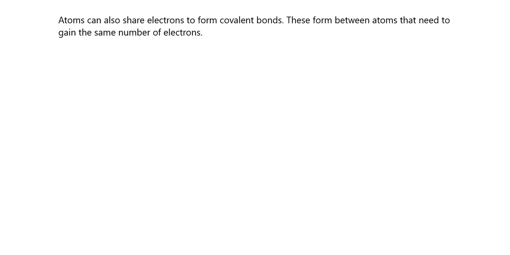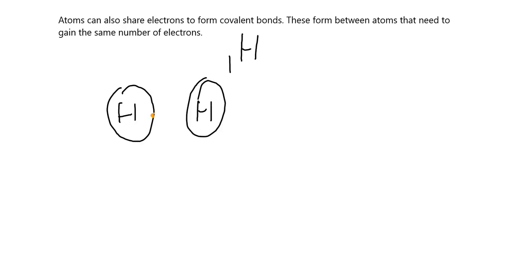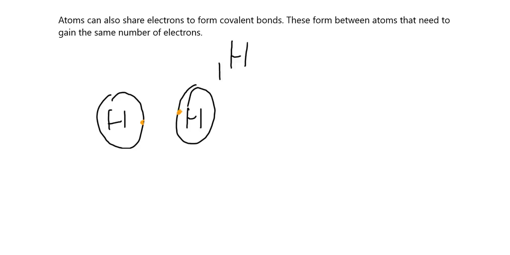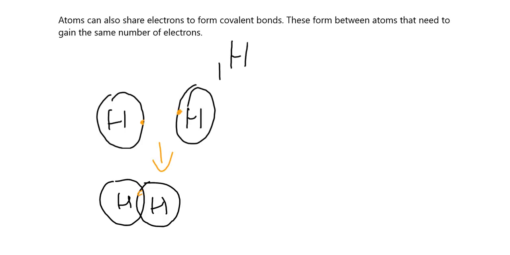So let's do an example. Let's say we've got hydrogen here. Hydrogen has 1 electron, so 1 shell, meaning it needs 1 more electron to fill up that shell. So what can happen is it can get together with another hydrogen atom that also has 1 electron and needs to gain 1. And ultimately these two can scoot really close together and share their electrons, so that those 2 electrons are going around both of the hydrogen atoms. So that's called a covalent bond.